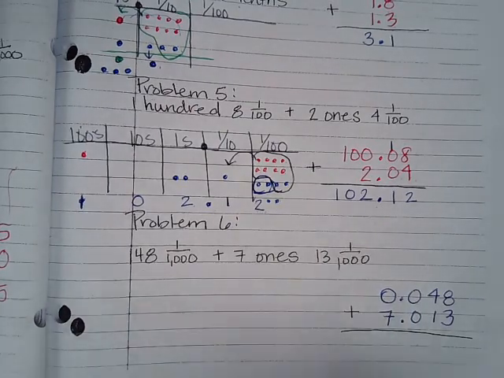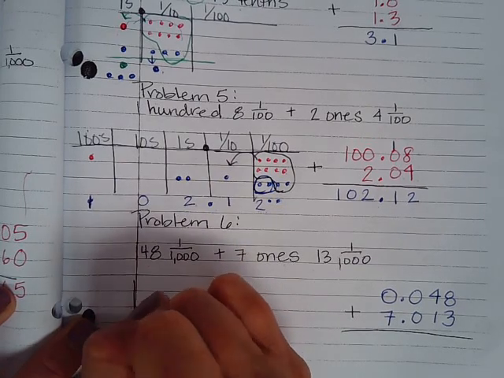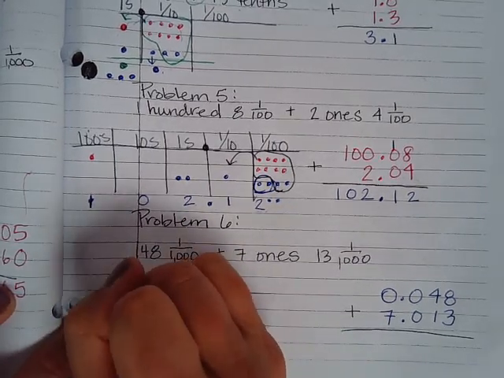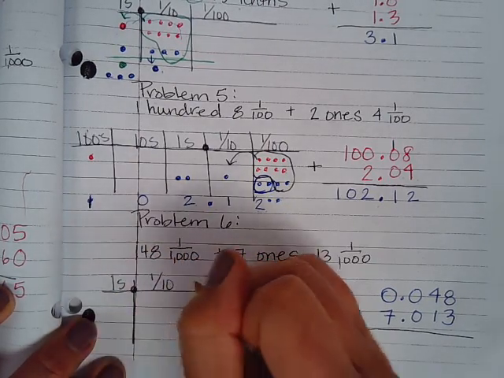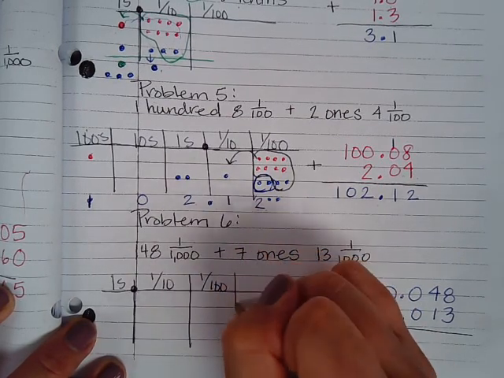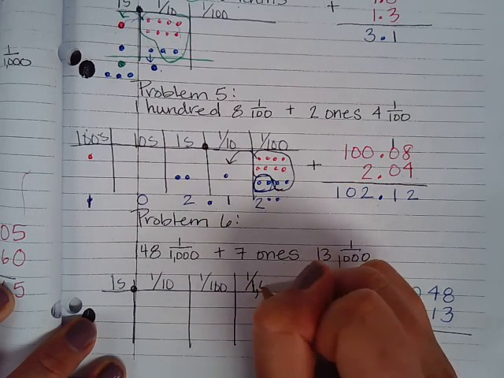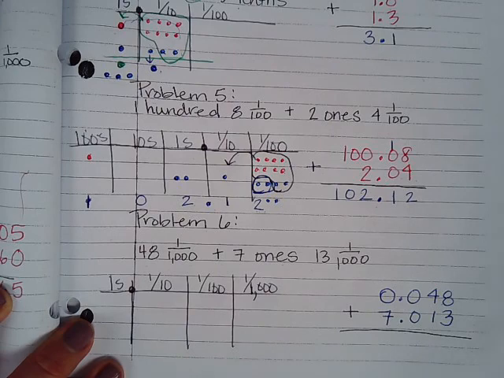Okay, now let's go to a place value chart and let's record. Here is our ones. Here is our decimal point. Here are our tenths. Here is our hundredths. And here is our thousandths. Okay, now let's place these numbers in here.